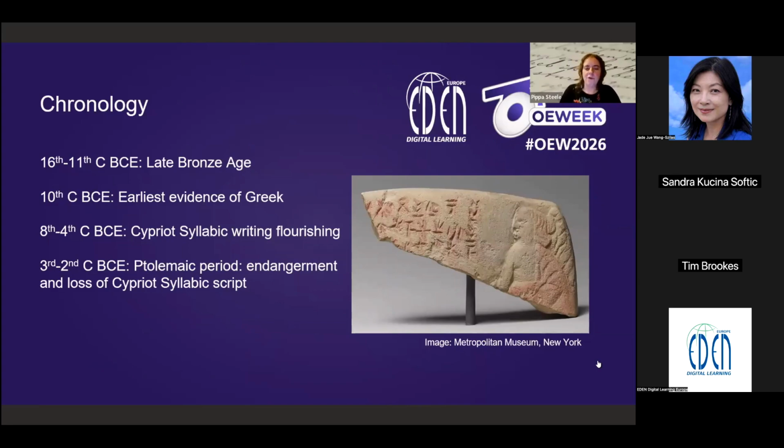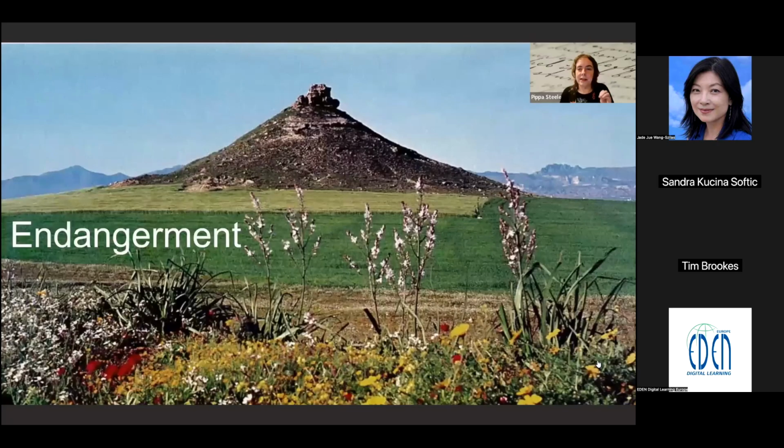So we can see here a very broad chronological view of what happened over time. Now, I want to finish by focusing on endangerment and then on vitality. So what are the lessons that we can take from the Cypriot case? How did Cypriot syllabic writing become endangered?